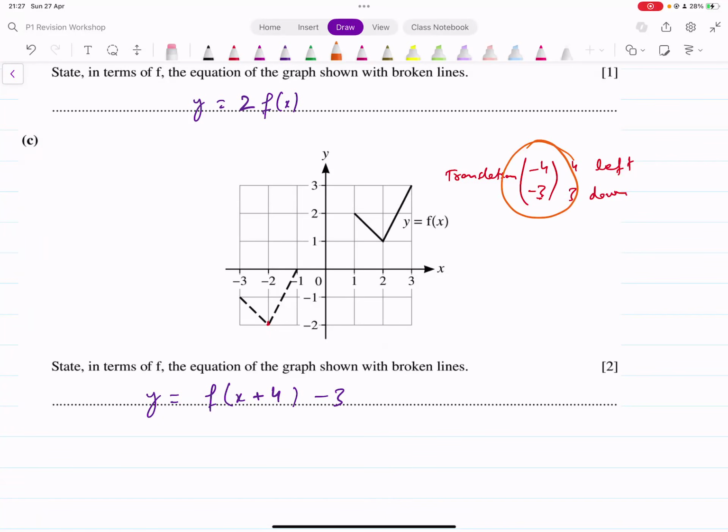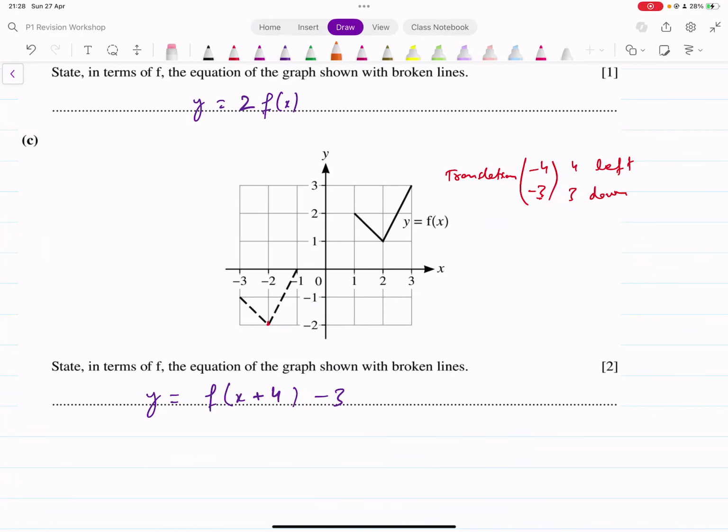However, we are not looking for the translation vector. We want the equation of this function in terms of f of something. How do we write that now? Translation is when you have plus or minus something. Now, minus 3 is a vertical translation. So we have minus 3 outside the function.